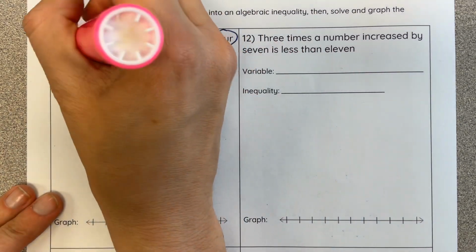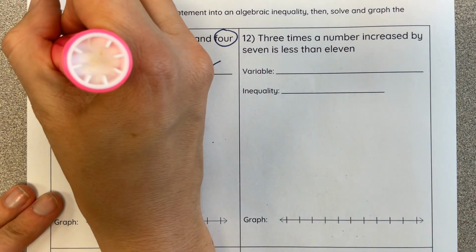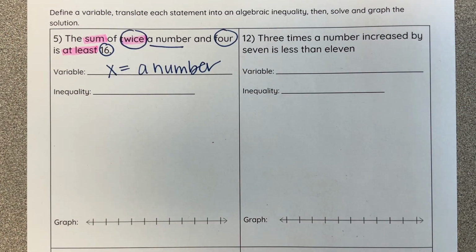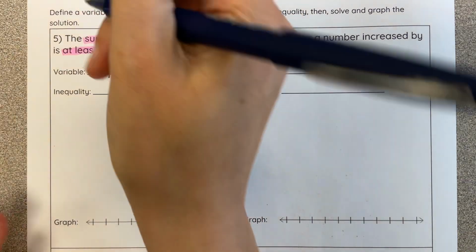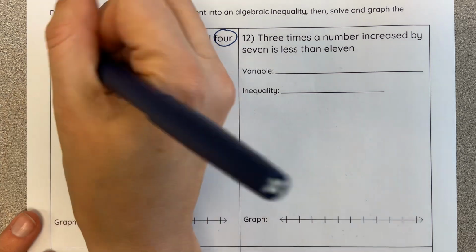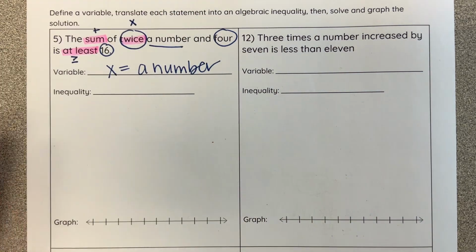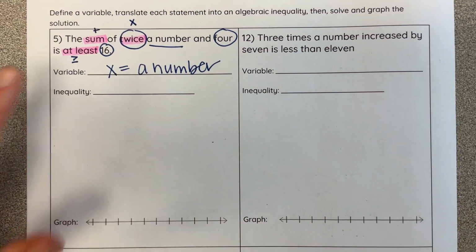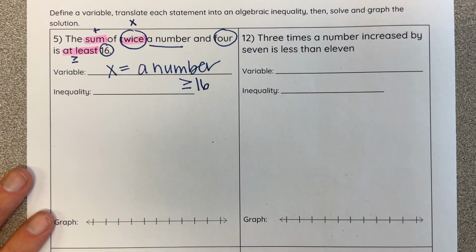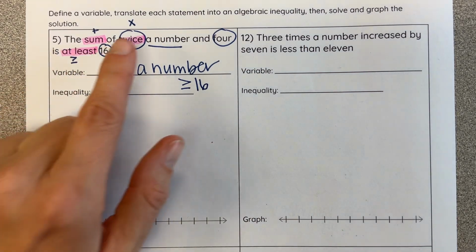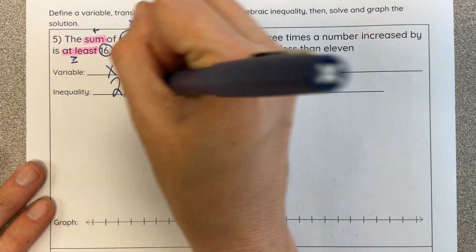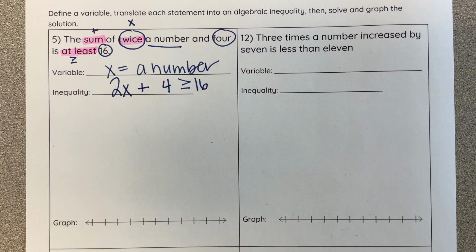So sum, at least. And twice, because twice is not just a number, but it's an operation. So sum is telling me addition, twice is telling me multiplication, at least is telling me this inequality symbol greater than or equal to. So it has to be at least 16, so I'm setting it greater than or equal to 16. And then what's happening elsewhere? It's the sum of twice a number and 4. So we're taking twice a number and adding 4 to it.